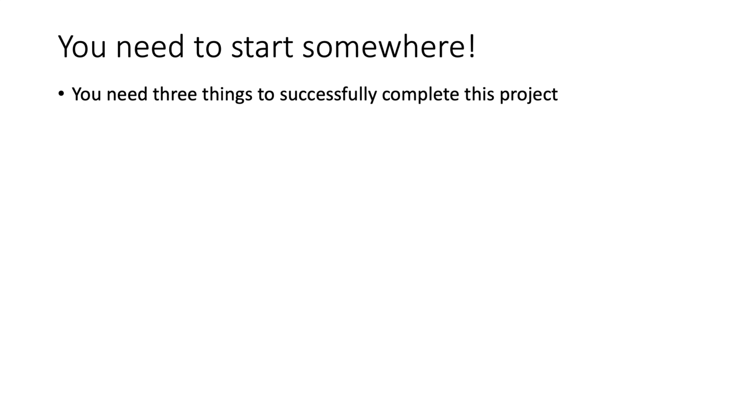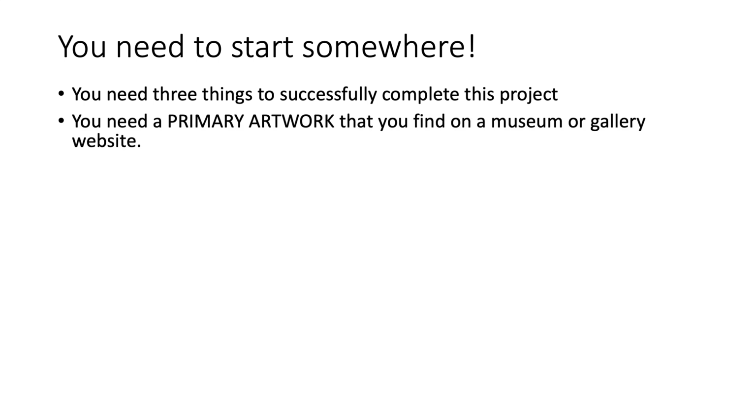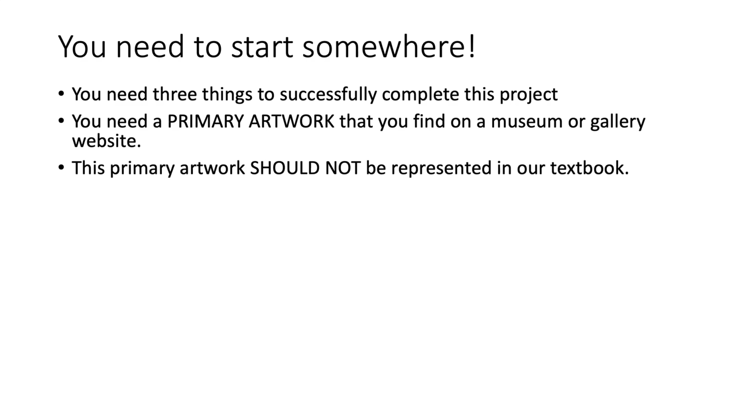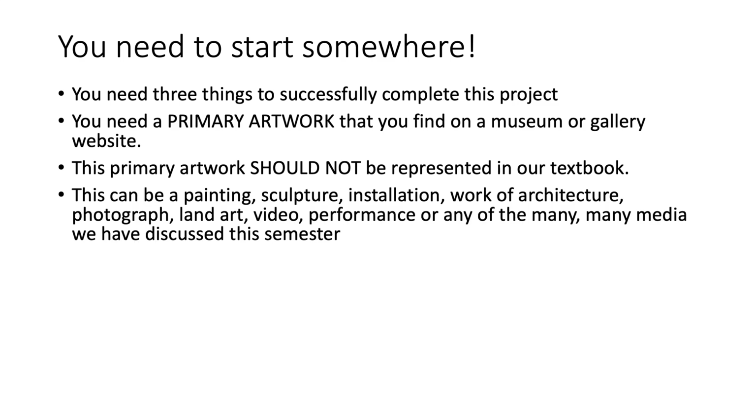You need to start somewhere. You need three things to successfully complete this project. You need a primary artwork that you find on a museum or gallery website. This primary artwork should not be represented in our textbook. This can be a painting, a sculpture, an installation, a work of architecture, a photograph, land art, video, performance, or any of the many, many media that we've discussed this semester.